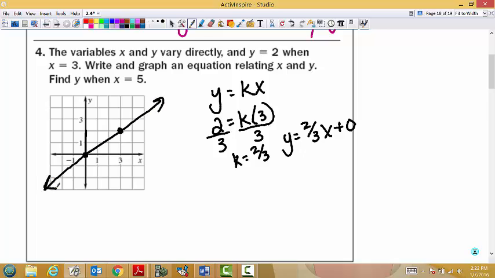And then it asks me to find y when x is 5. Well, my formula is y equals 2/3 x. When x is 5, that's 2 times 5, 10/3.